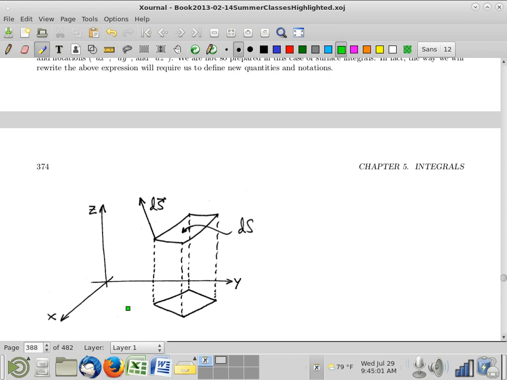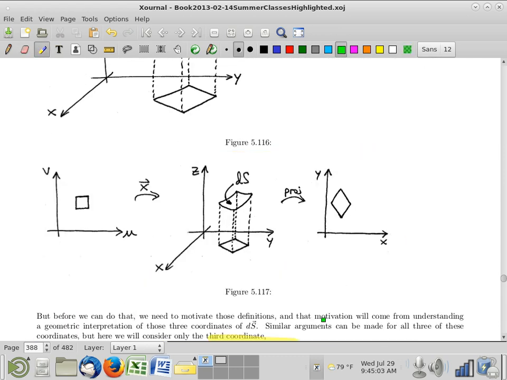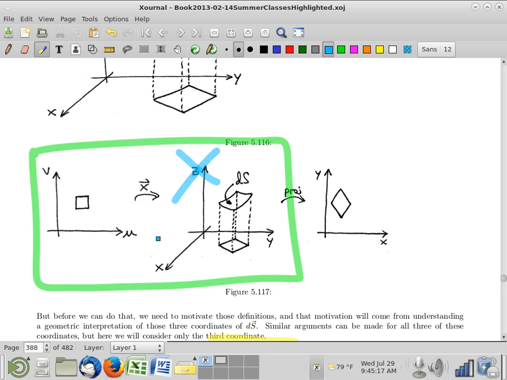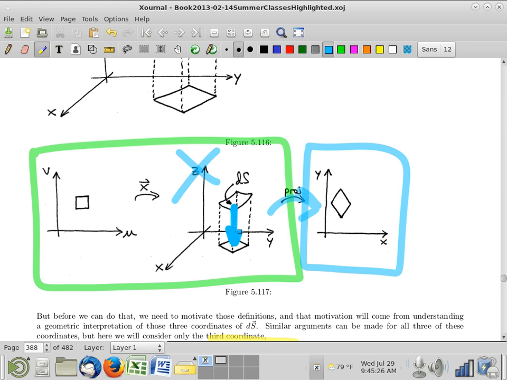So, altogether, we started off with x, y, z. This is our parameterization. X, y, and z are functions of u and v. This is how we understood the surface in the first place. And now we've decided that we want to throw away the z coordinate, effectively projecting down into the xy plane.